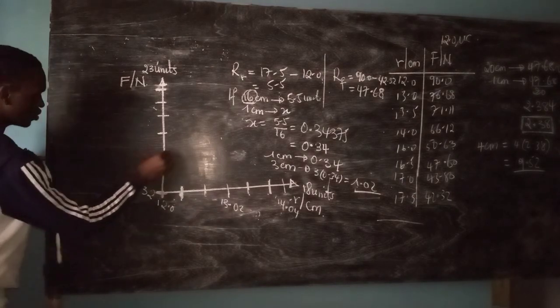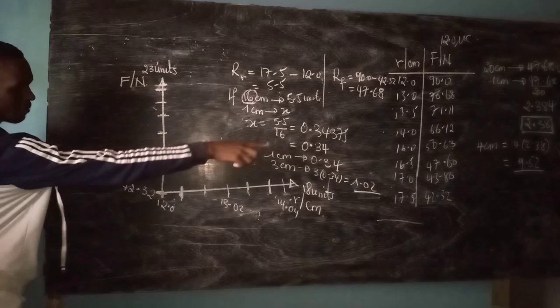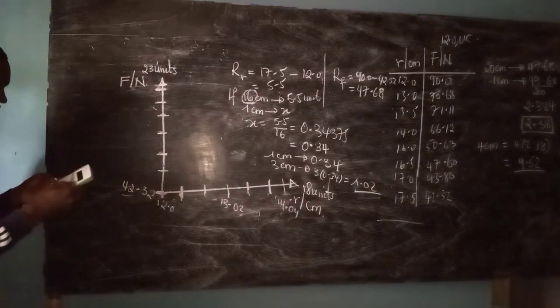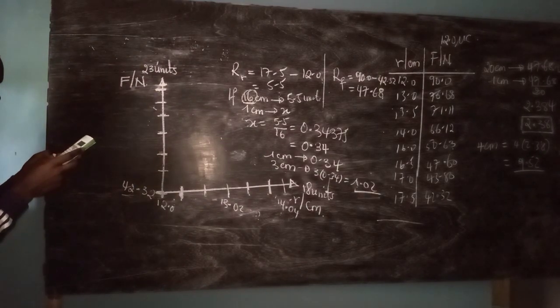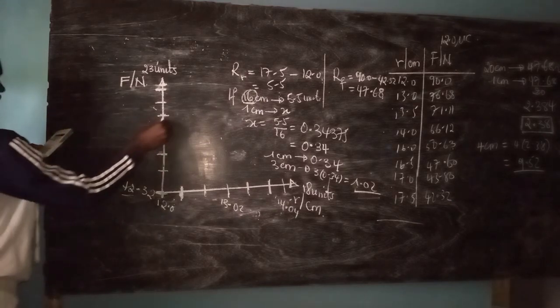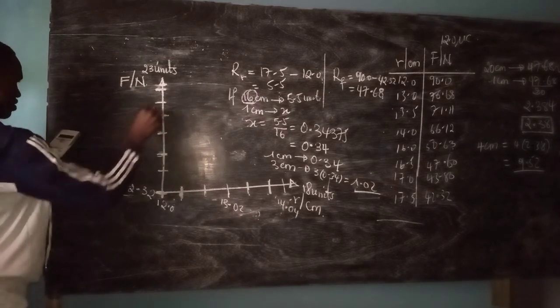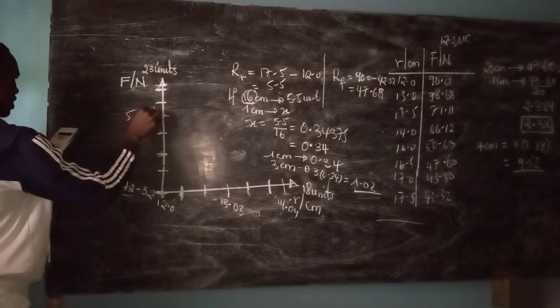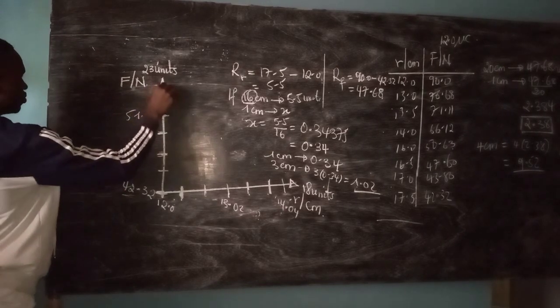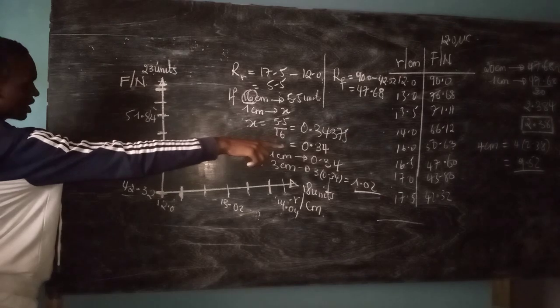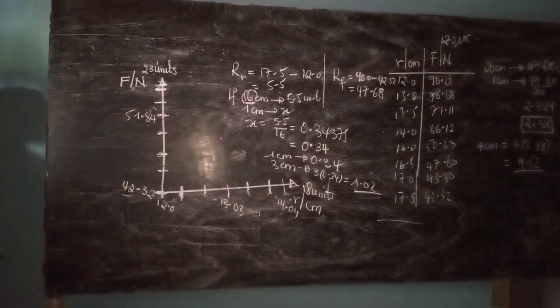So I count 1, 2, 3, 4. I add 9.52 to this starting value. So I add plus 42.32. So I have 1, 2, 3, 4. So this is the fourth line, 51.84. I count the next 1, 2, 3, 4, and I keep adding what I have there, right? So that's how you choose your scale.